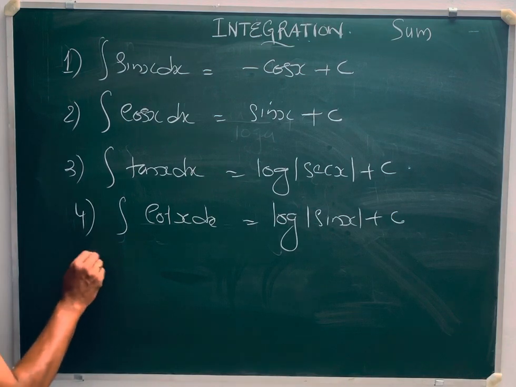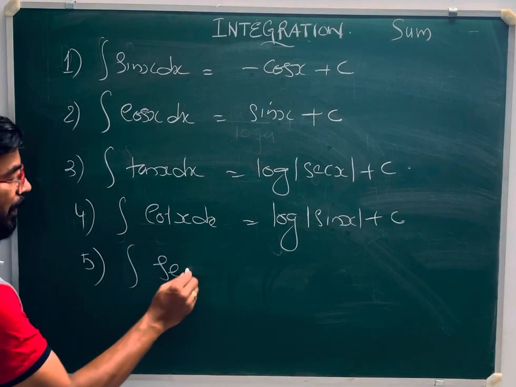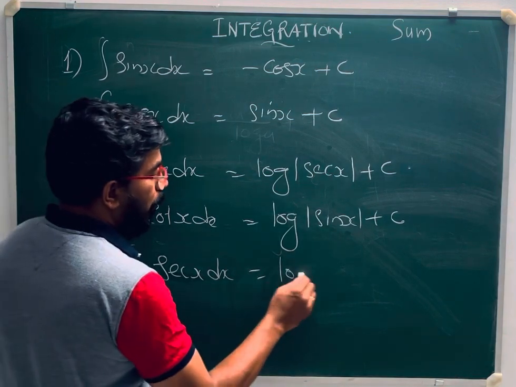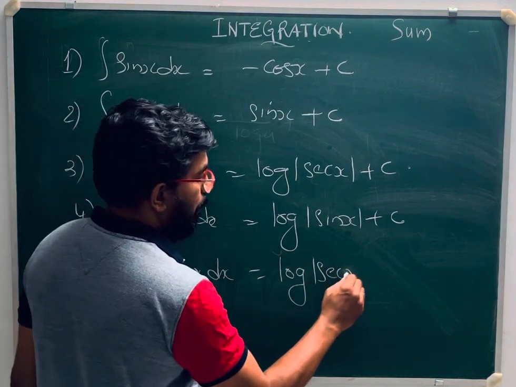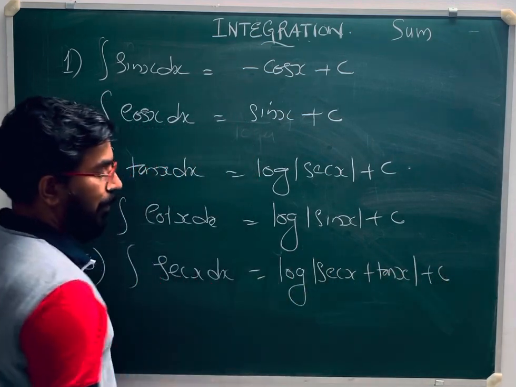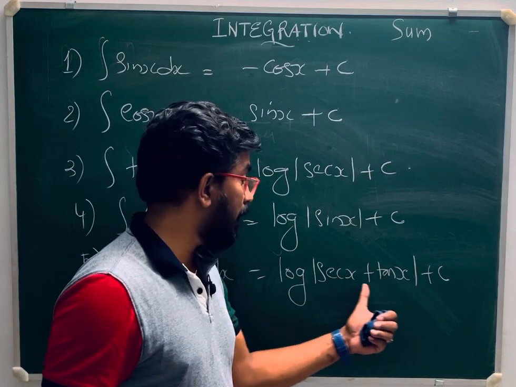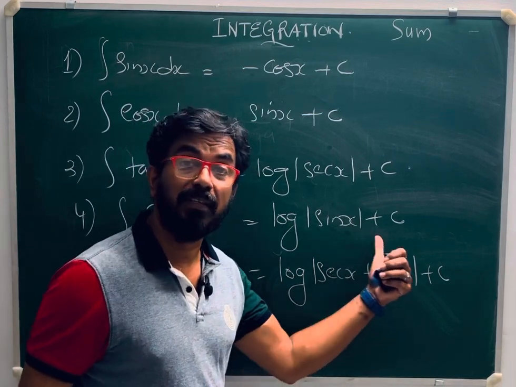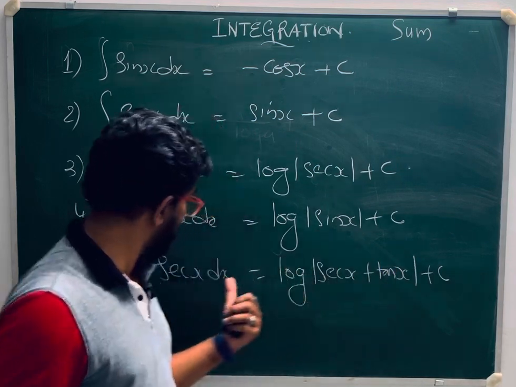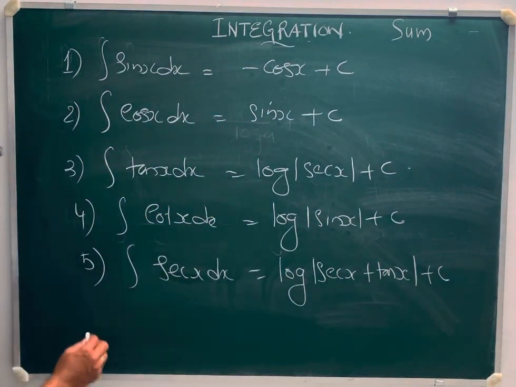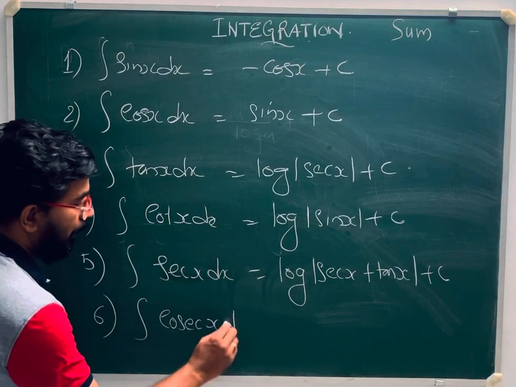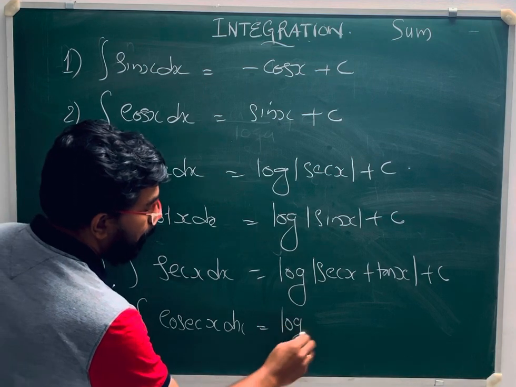So the fifth one, I will write integral sec x dx, which is equal to log mod sec x plus tan x plus c. If you differentiate this, 1 by sec x plus tan x, and in the numerator the differentiation of sec x plus tan x, if you write sec x tan x plus sec square x and take common factor, you will get this stuff back. Therefore it's correct.